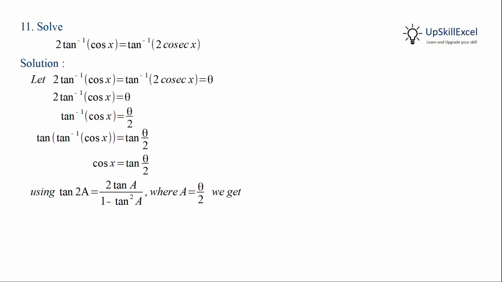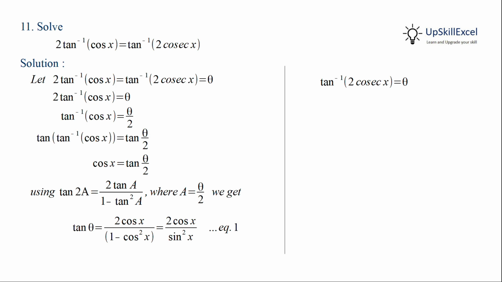Now we can use the tan 2a formula, where a is equal to theta by 2, to get tan theta is equal to 2 cos x by 1 minus cos square x, which is equal to 2 cos x by sin square x. Solving for the right hand side, we get tan inverse 2 cosec x is equal to theta. Applying tan on both sides, we get 2 cosec x is equal to tan theta.